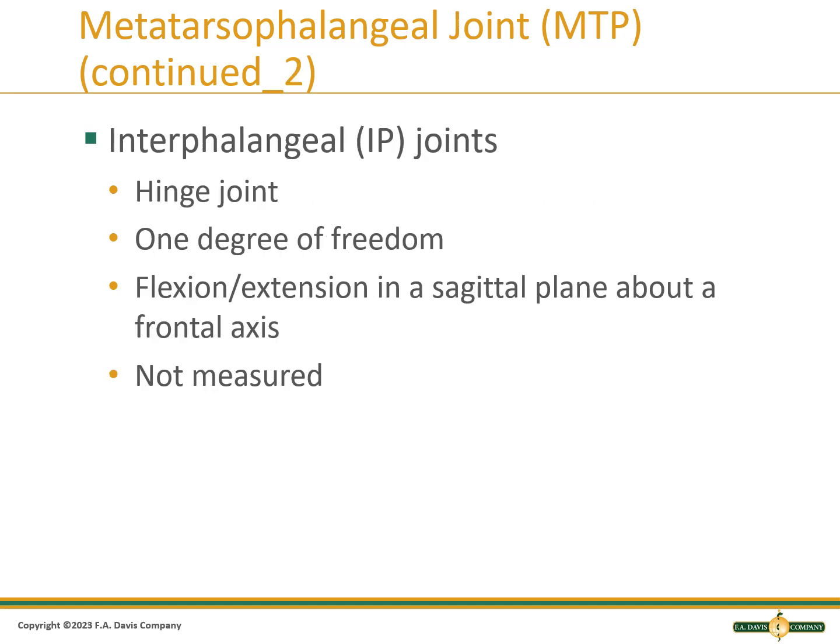Your interphalangeal joints are hinge joints with 1 degree of freedom. We get flexion and extension, and again, those are not measured.